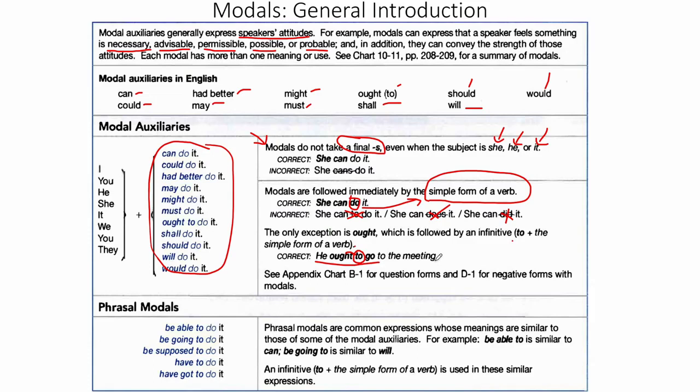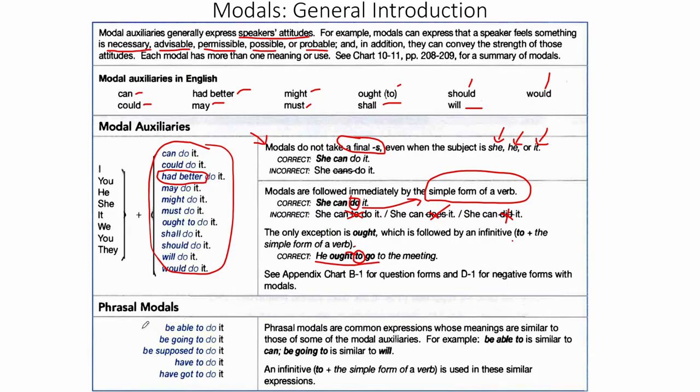There are now modal auxiliaries. We can have two types. Either we can have single word modals, like can do it, could do it, may do it. Sometimes we can have what we call phrasal modals. Here we have an example, had better, in the sense that it's composed of two words.